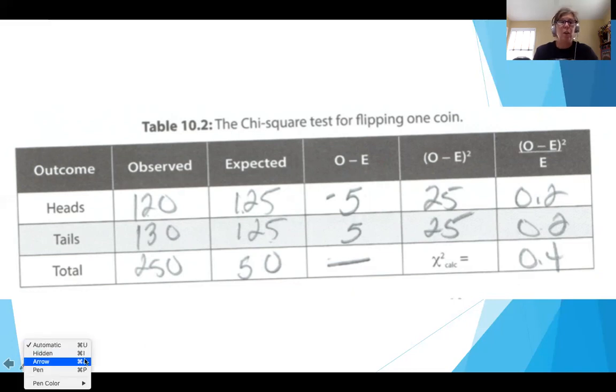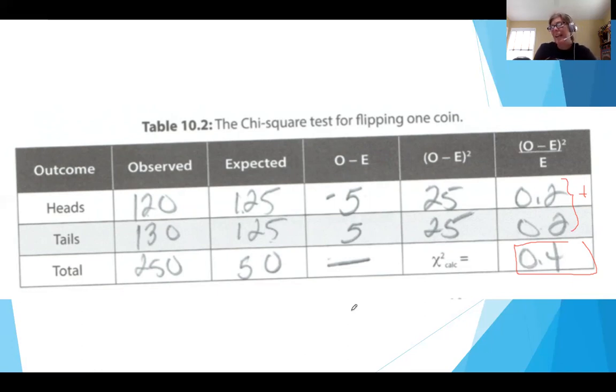Now, when you get your calculated chi-square, what you're doing is you are adding this column. And so 0.2 plus 0.2 gives me 0.4. This is my calculated chi-square. All right, so this is my calculated chi-square value. Now that we have that calculated chi-square value, well, what the heck does that mean? So what we're going to do is we're going to say, well, what's our allowable? What are we allowing for this deviation?